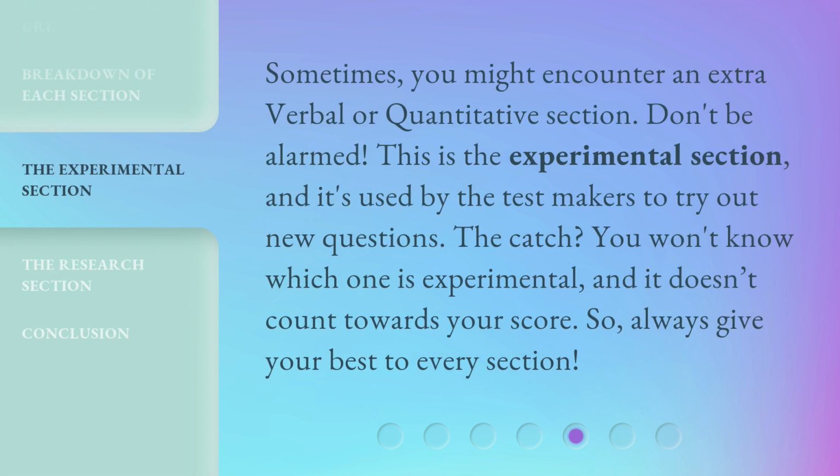Sometimes, you might encounter an extra verbal or quantitative section. Don't be alarmed. This is the experimental section, and it's used by the test makers to try out new questions. The catch? You won't know which one is experimental, and it doesn't count towards your score. So, always give your best to every section.